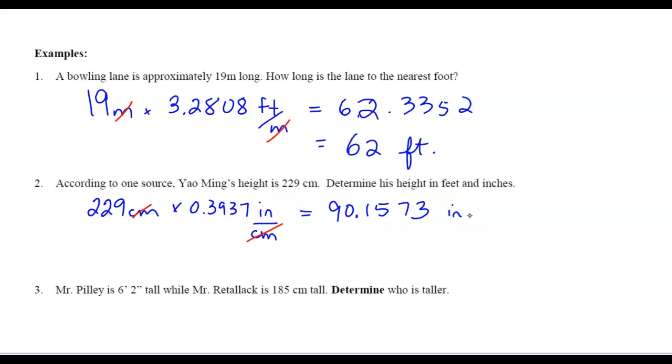Okay, I'm doing it in steps. So I've converted it to inches. Now I'm going to convert it to feet and inches. So remember, there are 12 inches in a foot. So I'm going to divide by 12. In my calculator, I'm leaving it there. Okay, that's how many feet.